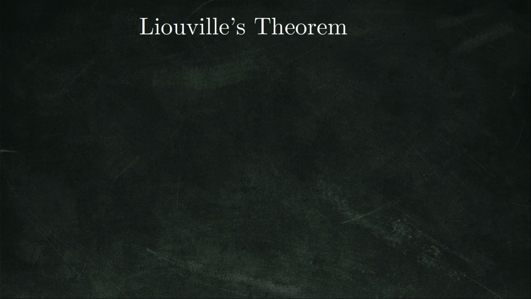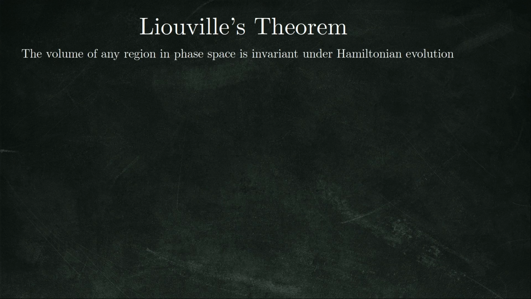We are now going to look at Liouville's theorem. What this states is that the volume of any region in phase space is invariant under Hamiltonian evolution. That phrase, Hamiltonian evolution, all that means is our system obeys the equations of motion we've seen so far, and we derive them from the Hamiltonian. That's all that means. So what does this theorem mean?